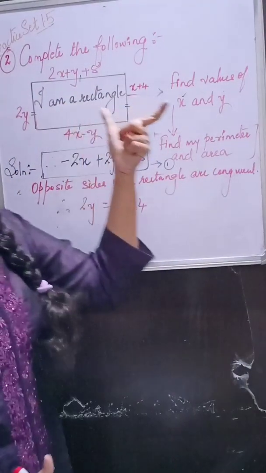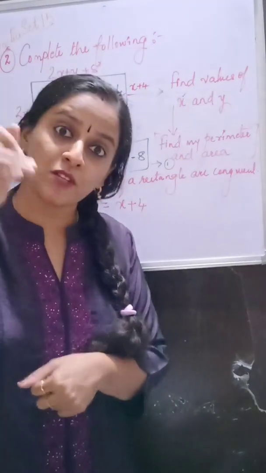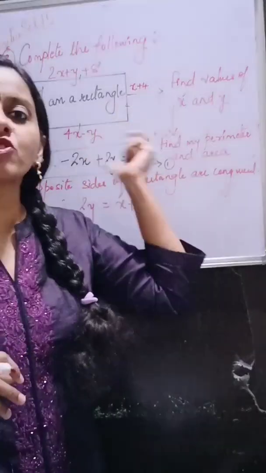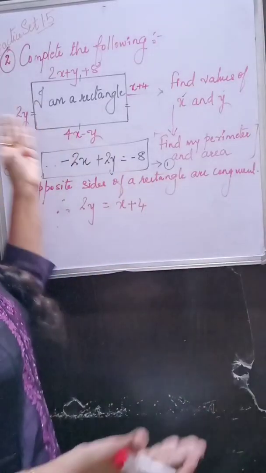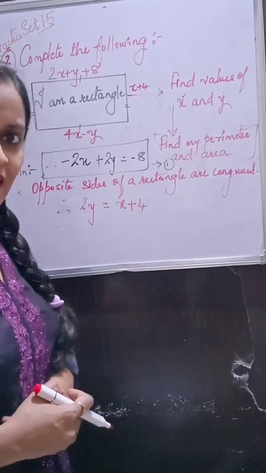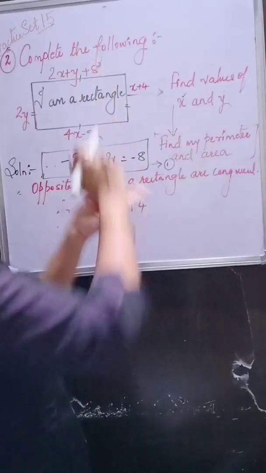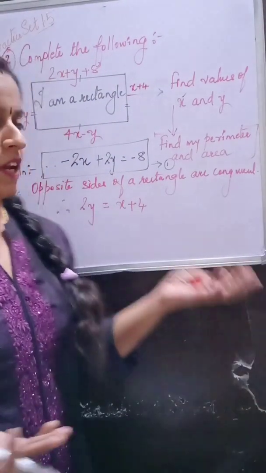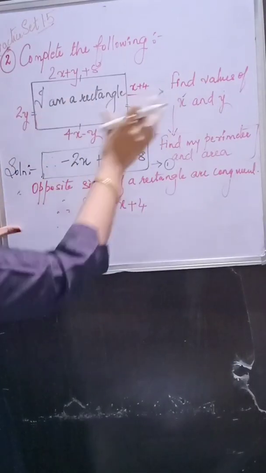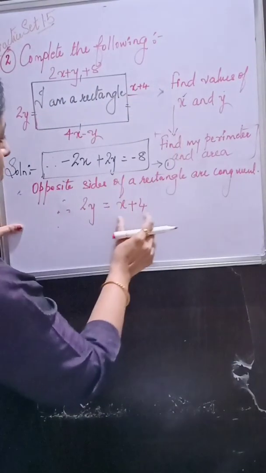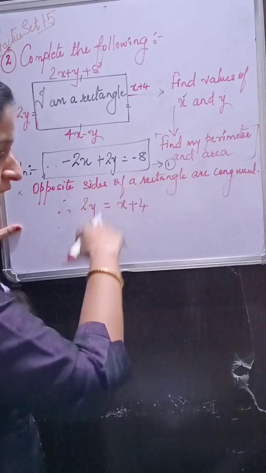Any figure you are given, you have to apply the properties of that figure. Suppose here you had a square. All the sides of a square are congruent, right? So opposites are also congruent, and the other two pairs are also congruent. So here you have the opposite sides congruent. So I'll write 2y is equal to x plus 4. Now get an equation.